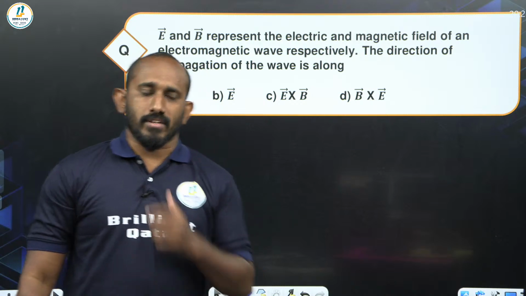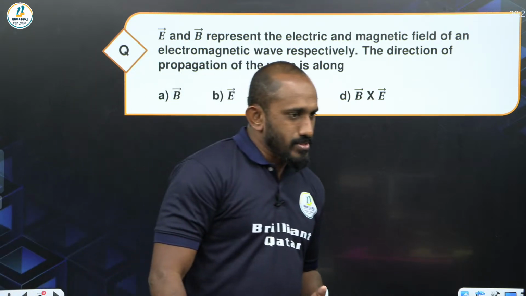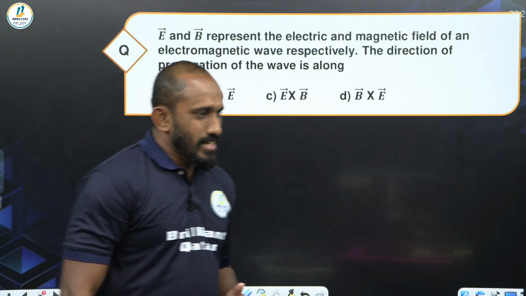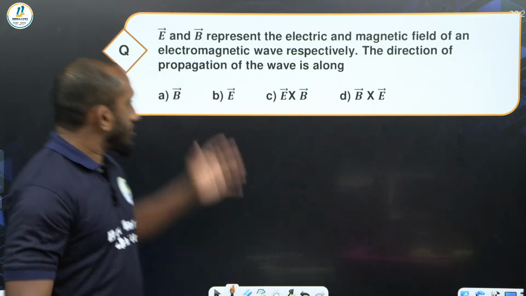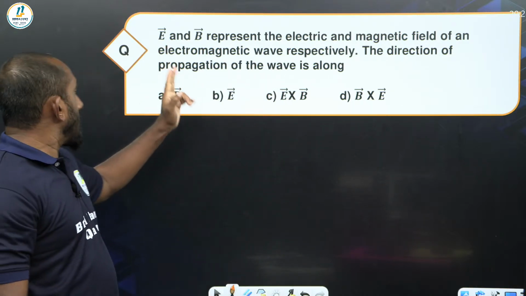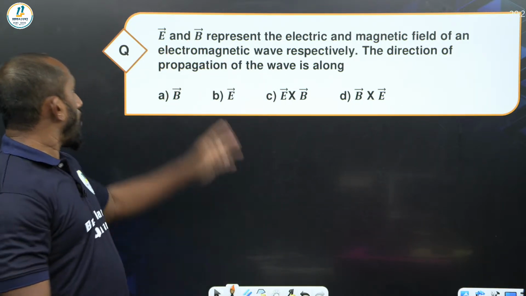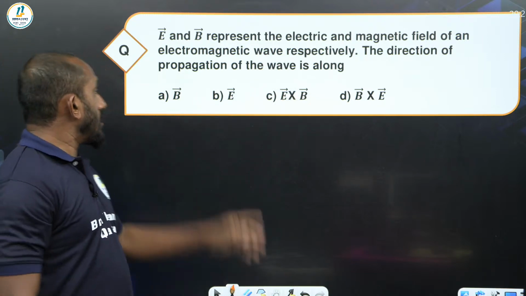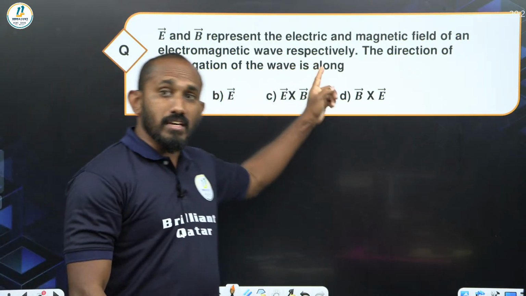It's again from electromagnetic wave. Okay, Isham is there. Krishna is there. Sanjay, yeah, come on. See, vector E, electric field, and vector B, the magnetic field of an electromagnetic wave respectively. Then the direction of propagation of the wave is along.